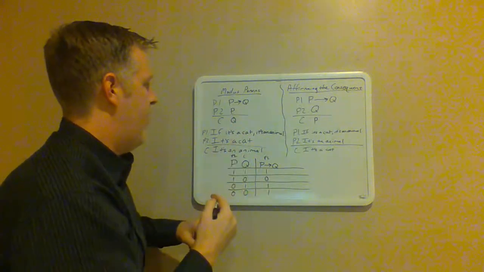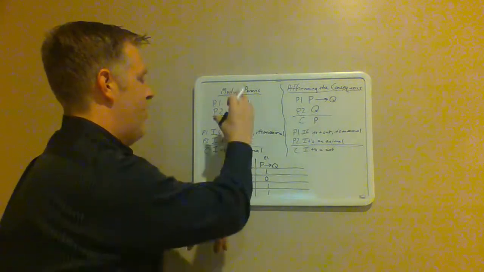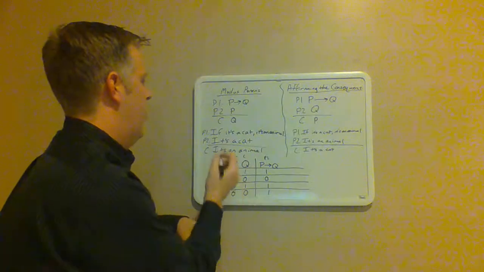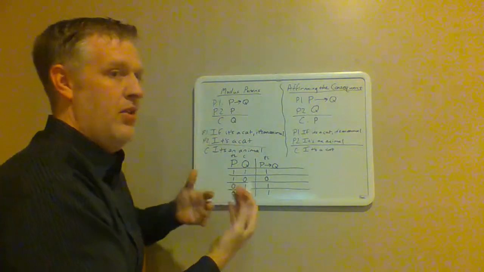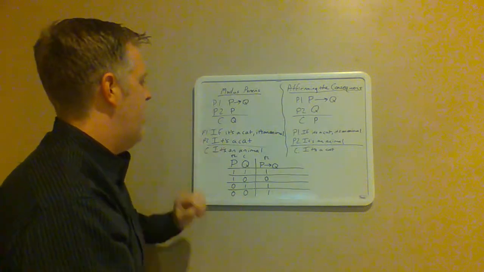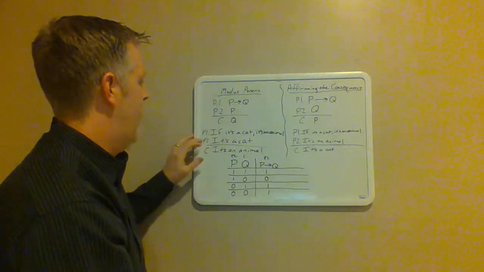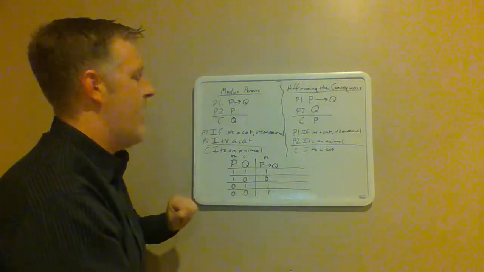So let me give you an example. I always think it's beneficial to map actual examples onto these underlying forms. So here's what an actual modus ponens argument would sound like, and it makes intuitive sense if you just listen to what's being said. Premise 1, if it's a cat, it's an animal. Premise 2, it is a cat. So the conclusion then is, it's an animal.